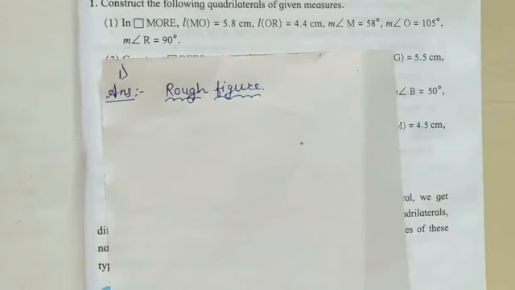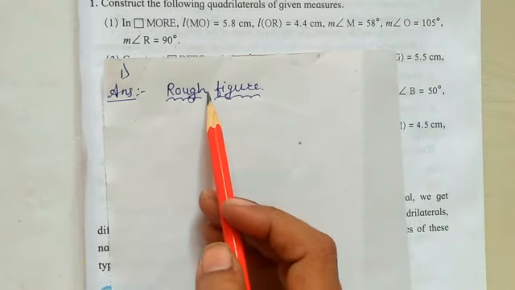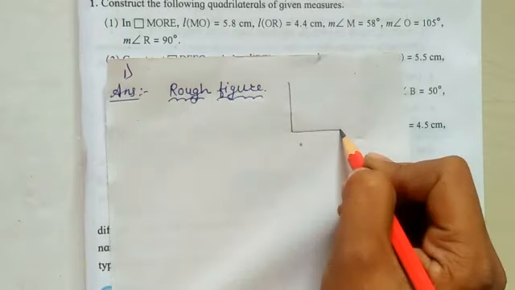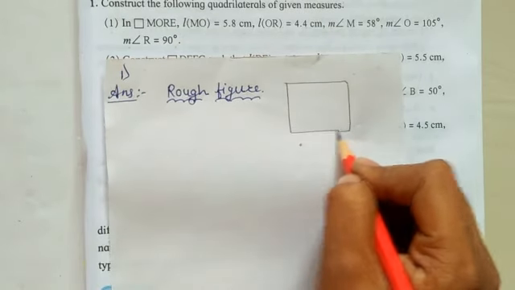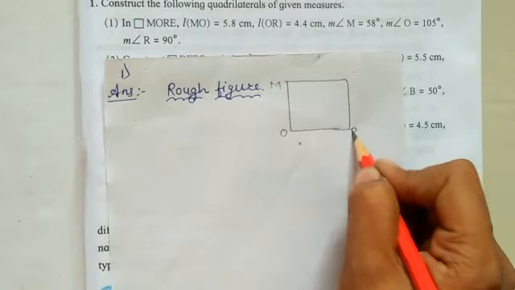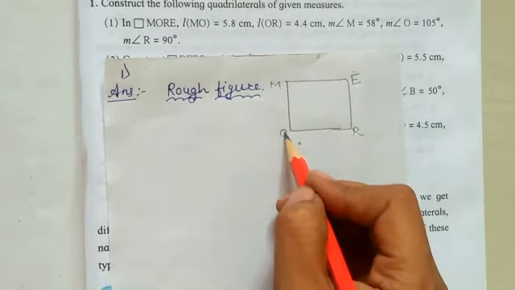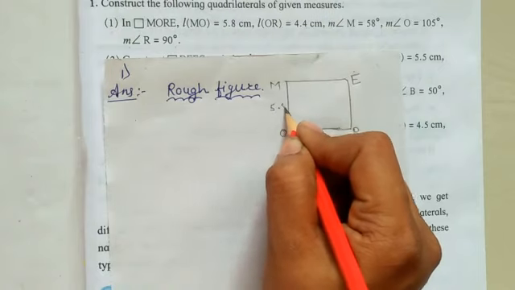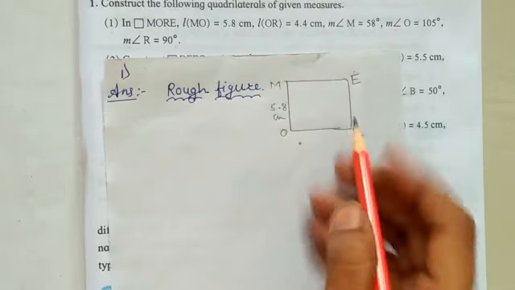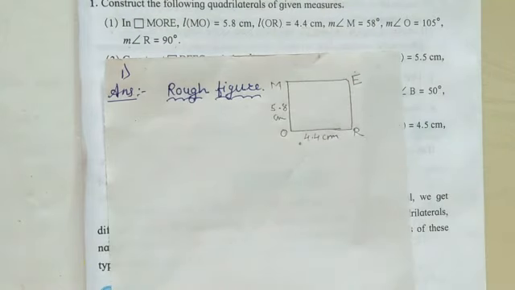Let's do it. So students, on the basis of given measurement, we first of all have to draw a rough figure, then only can we solve it. So suppose this is one type of quadrilateral whose name is MORE. Length of MO is 5.8 centimeter. OR is 4.4 centimeter. Write the measurements this way.